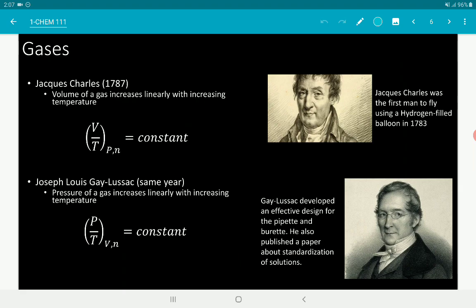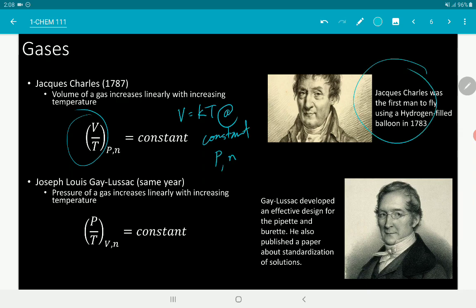Okay? So, other gas laws, Charles' law states that the volume is directly proportional to the temperature at constant pressure and number of moles. So, Jacques Charles was the first man to fly using a hydrogen-filled balloon. So, this was not a good idea kasi because of the Hindenburg incident, yung airship na sumabog because it's filled with hydrogen. Ngayon, ginagamit na nila ay helium.